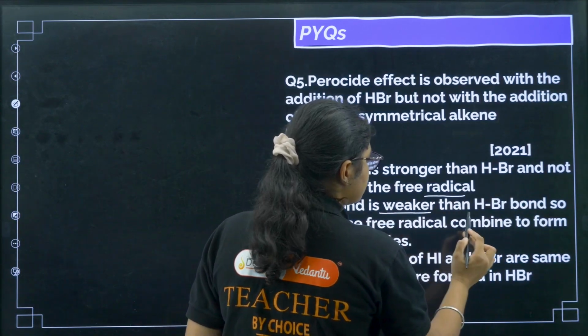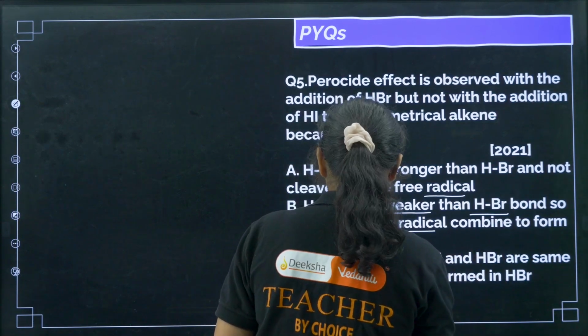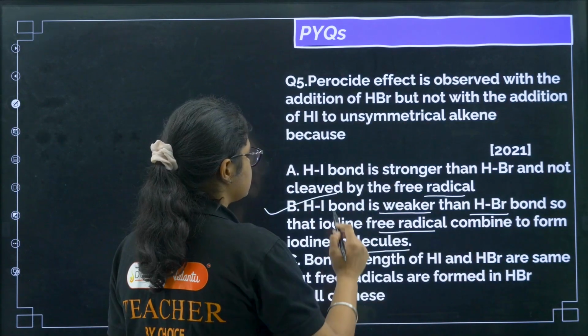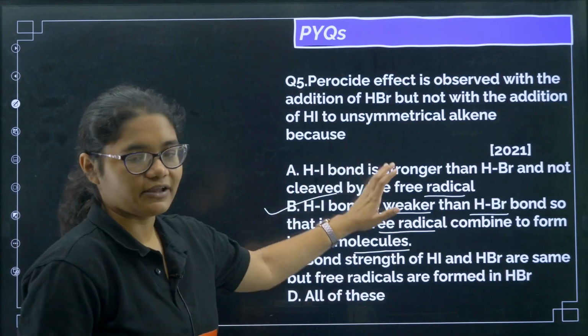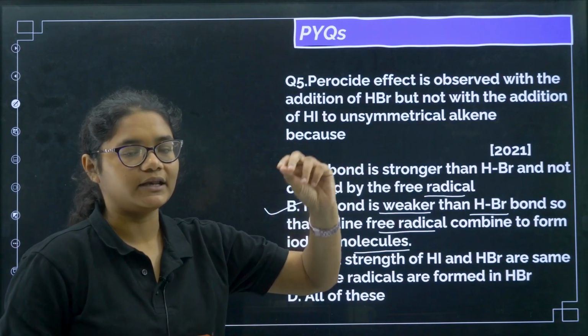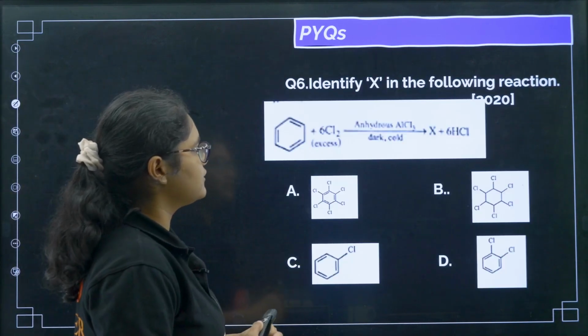The HI bond is weaker than the HBr bond, so the iodine free radicals combine to form iodine molecules. Okay, so this is the correct answer. That is why we cannot find the peroxide effect in the case of HI, because of the weak bond between H and I. Okay. Next is: identify X in the following reaction.